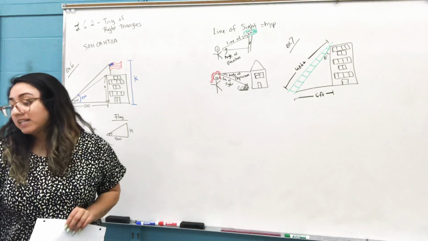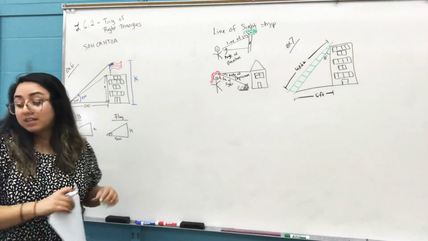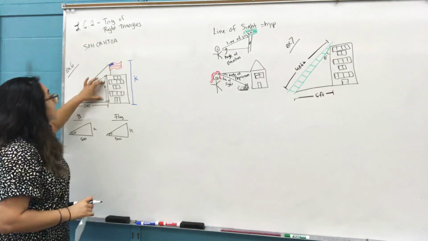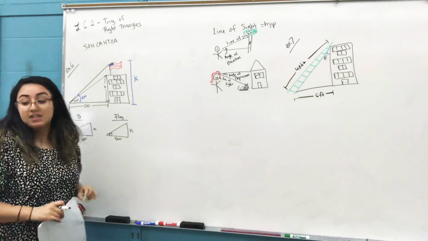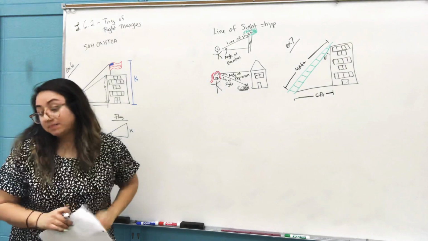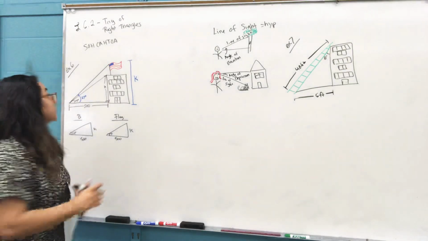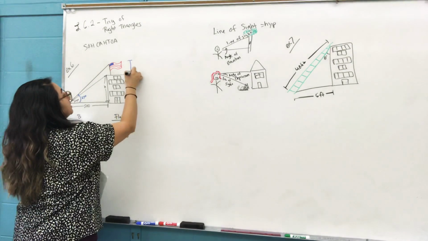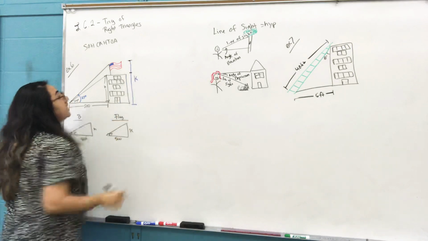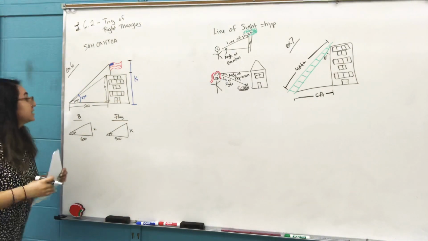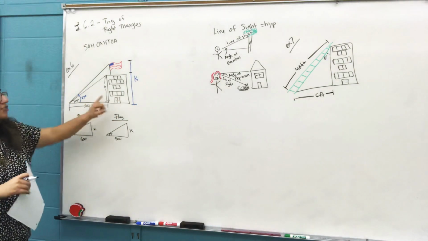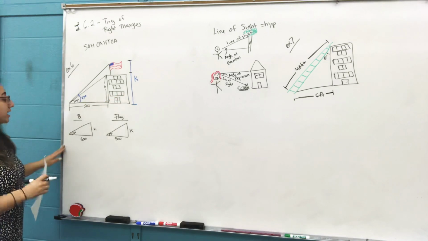Here it says find the height of the building and the length of the flagpole. So we need to find the height of this, the height of the building, and then for the flagpole, we're just going to have to find this small portion right here. We can simply find that by doing something at the very end. Let's go ahead and find the H and the K first. So we're going to find the two main triangles here.